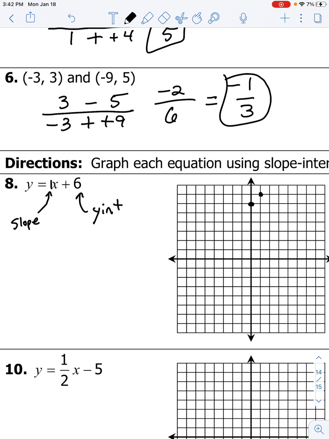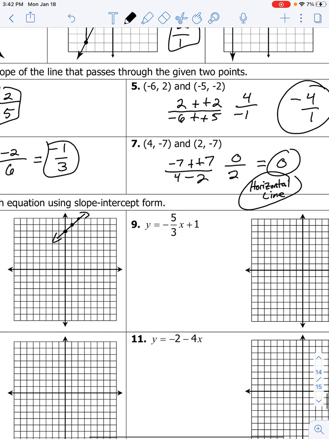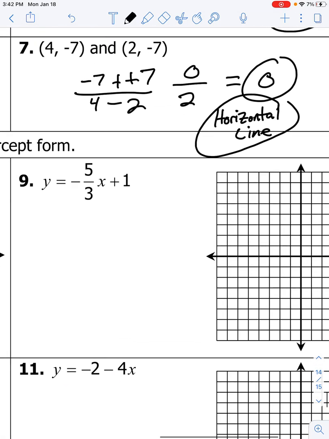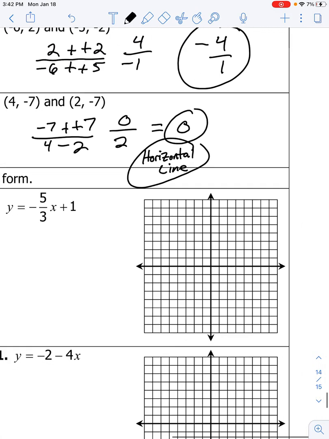So up 1, right 1. And then we can actually do another one. Up 1, right 1. And then we would draw our line. Real simple and easy, all right? So right here, once again, we're going to plot the y-intercept, which is 1.